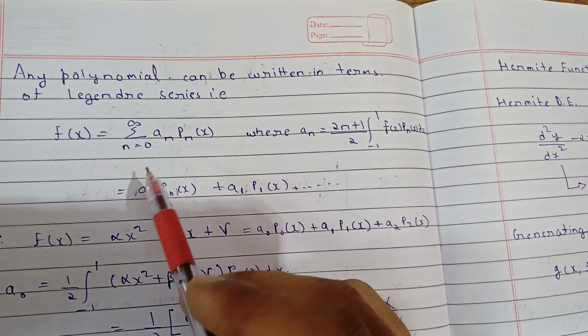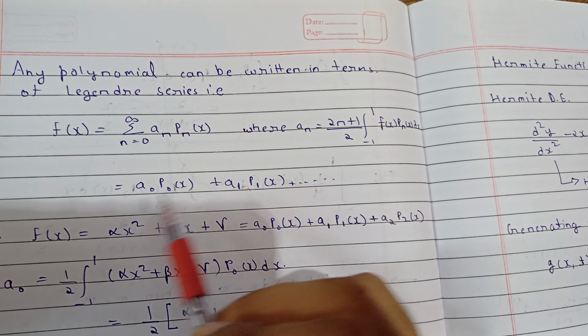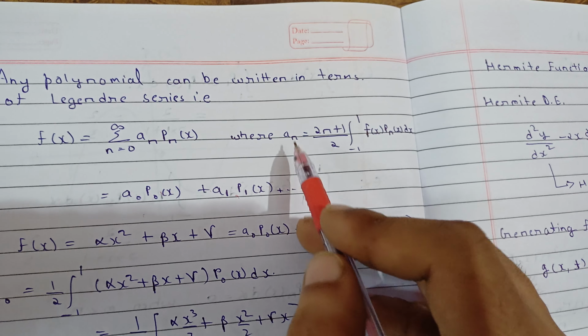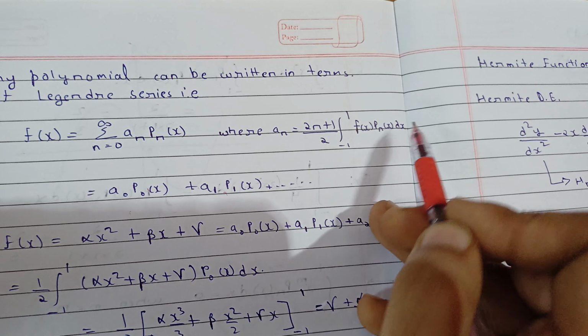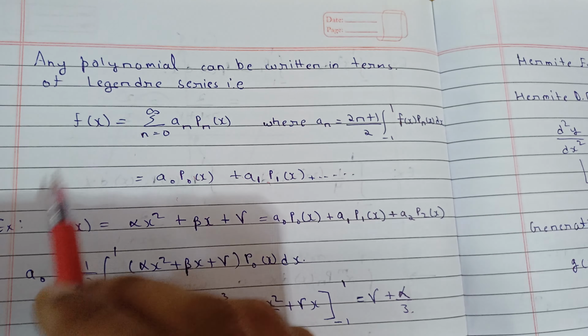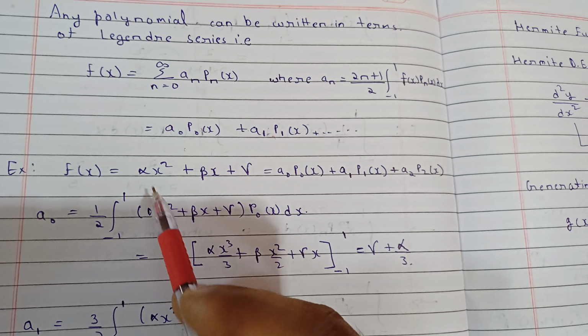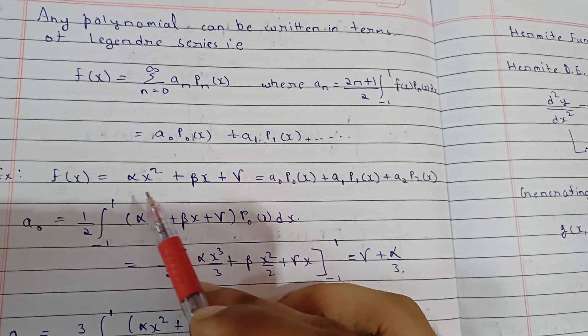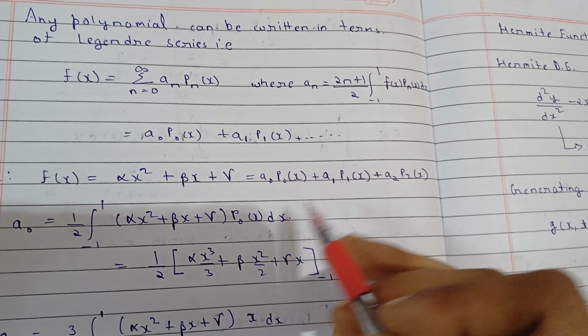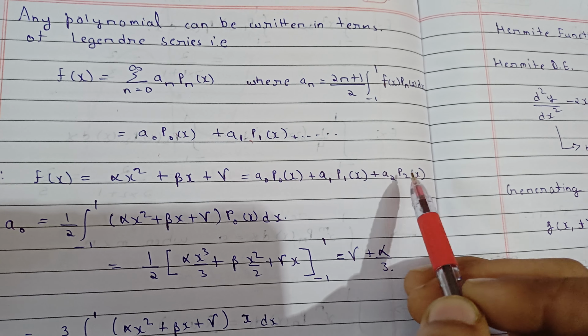So that's how you will get, and you can calculate these coefficients a0, a1, a2 by this formula. a_n will be (2n plus 1) divided by 2 times the integral from minus 1 to 1 of f(x) P_n(x) dx. So let's take an example for this. If you have f(x) of this type, alpha x square plus beta x plus gamma, now this is a quadratic equation, so it will go up to P2. So a0 P0(x) plus a1 P1(x) plus a2 P2(x).